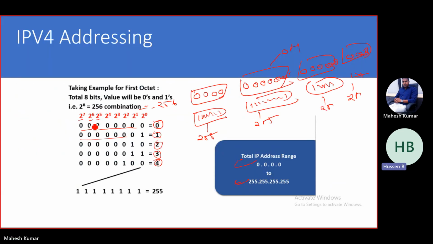Here, this combination is 2 to the power of 8, which is 256. Here it is showing 2 to the power 8. You calculate it and you get 256, but the usable maximum is 255 only. Okay, I understood.